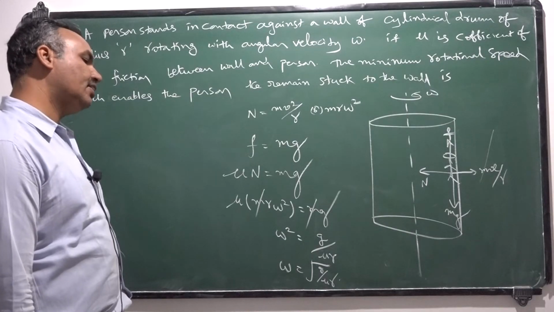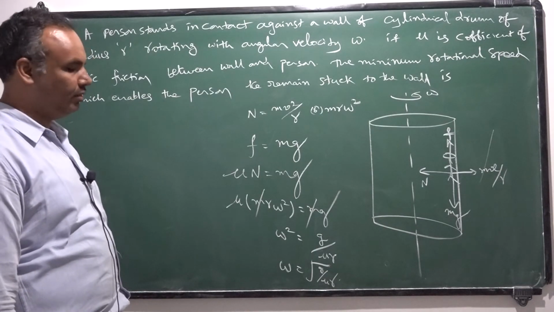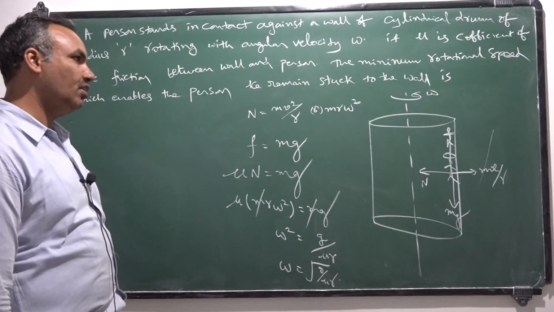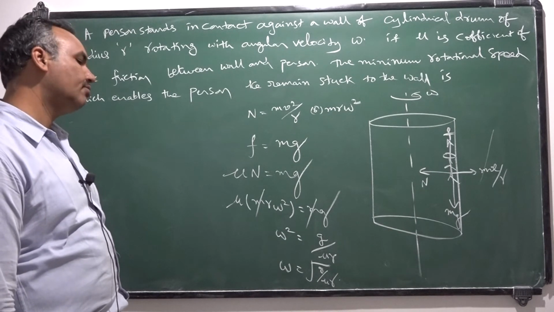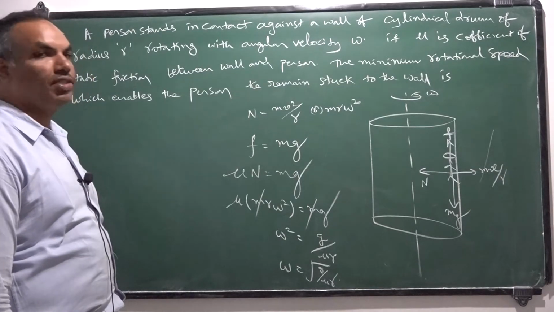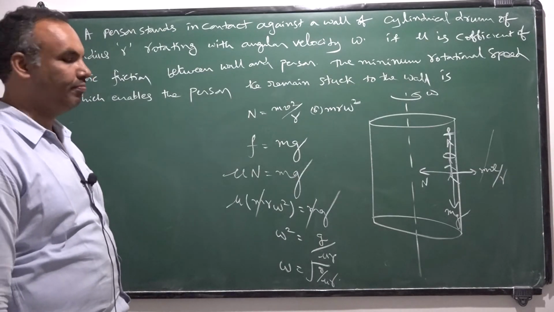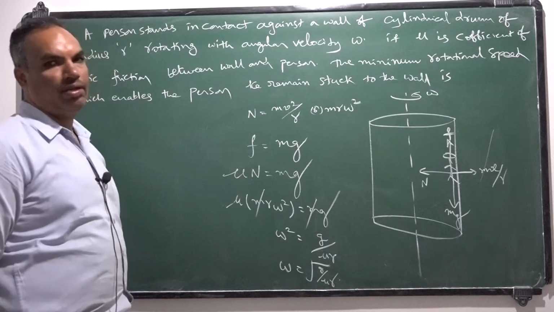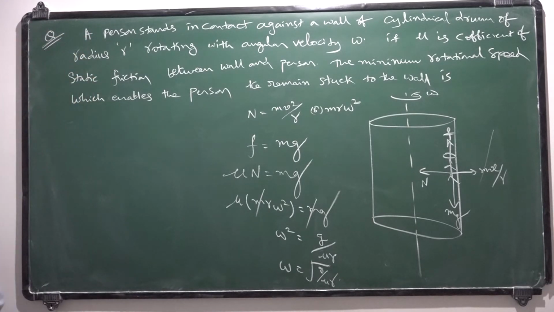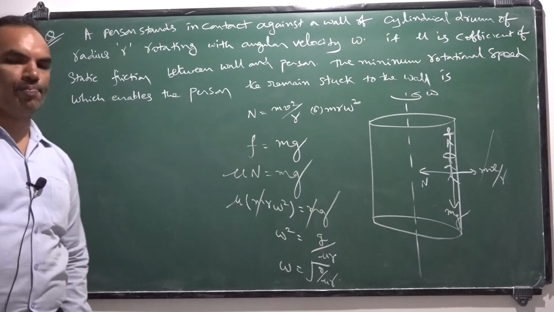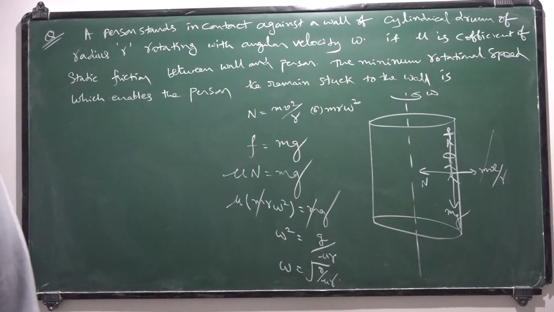So as the radius of the drum increases, the angular velocity of rotation will decrease. It also depends on the coefficient of friction according to this formula. I hope you understood the solution for this question. Let us move on to the next application.